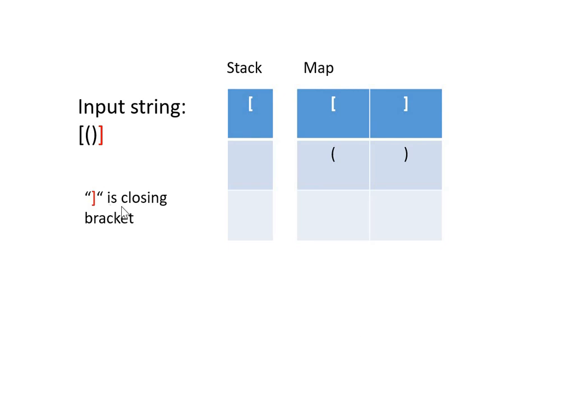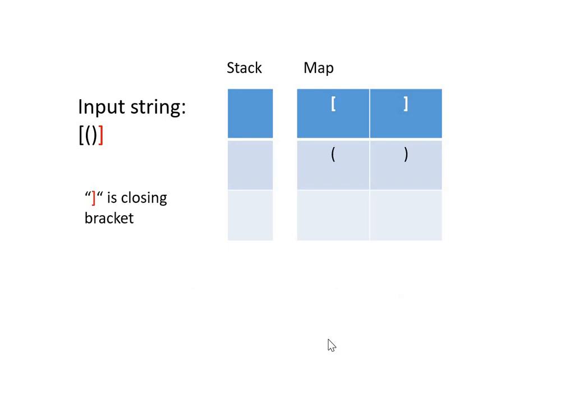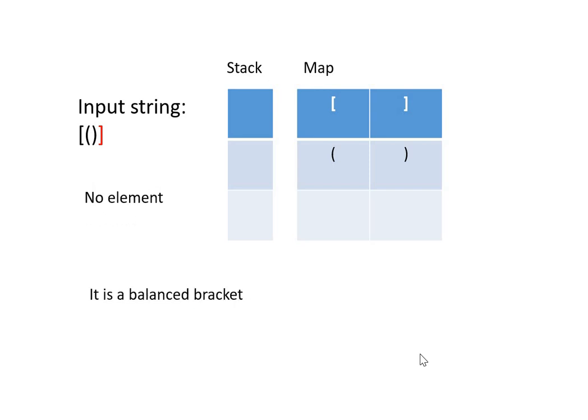The next element is square closing bracket. This is a closing bracket, so we get one element from stack. This is open brackets. So we will check. We will use this open square bracket as a key inside the map to get the corresponding closing bracket, which is closing square bracket inside the map here, and check it with the input string. In this case, it match. We continue to process a next element. Because no element, so we just return that is a balance bracket.